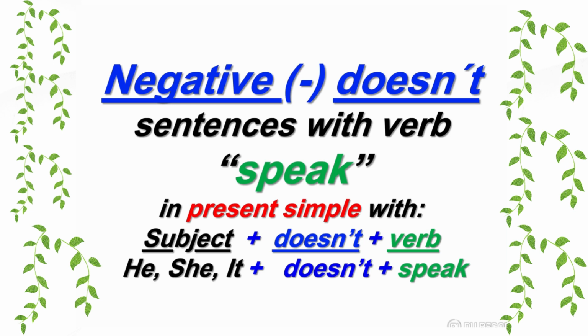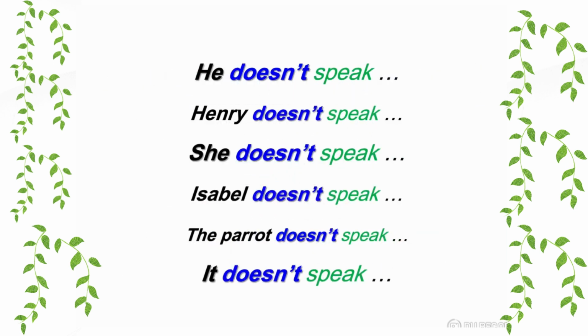Let's see some examples. He doesn't speak. If you write he doesn't speaks, it's not correct. Henry doesn't speak. She doesn't speak. Isabel doesn't speak. The parrot doesn't speak. It doesn't speak. Let's continue.